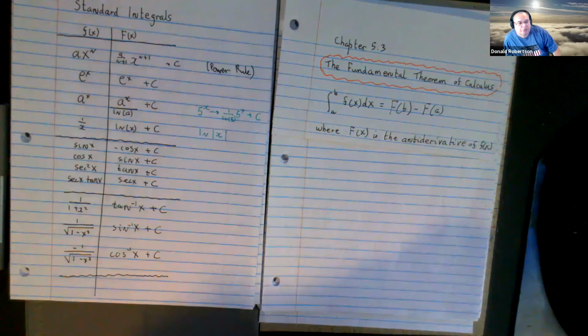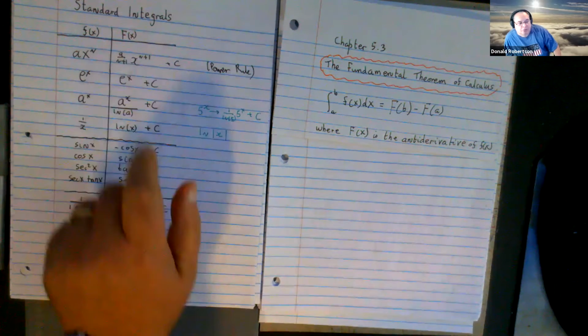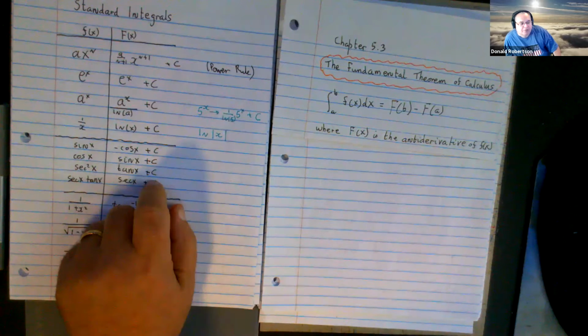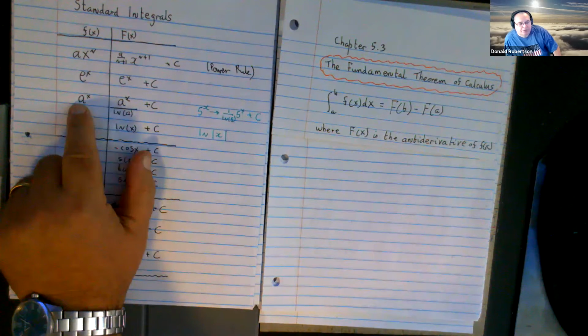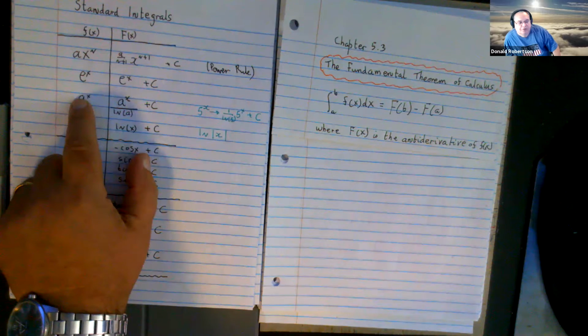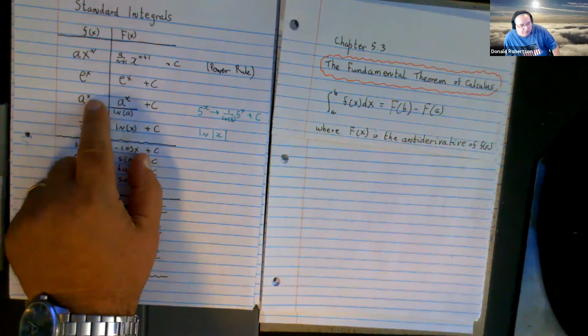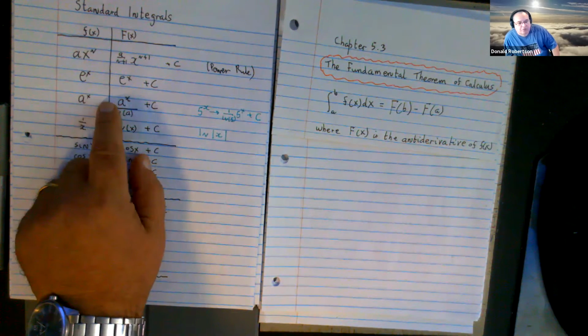There's the power rule. Add 1 to the power, divide by the new power. Here's one I don't think we've touched on. It's very rare, but if you want to do something like 4 to the x or 5 to the x, as long as it's not e to the x, then its antiderivative is a to the x, but you then divide it by the natural log of a. So that makes it a little bit different. 1 over x is the natural log of x.